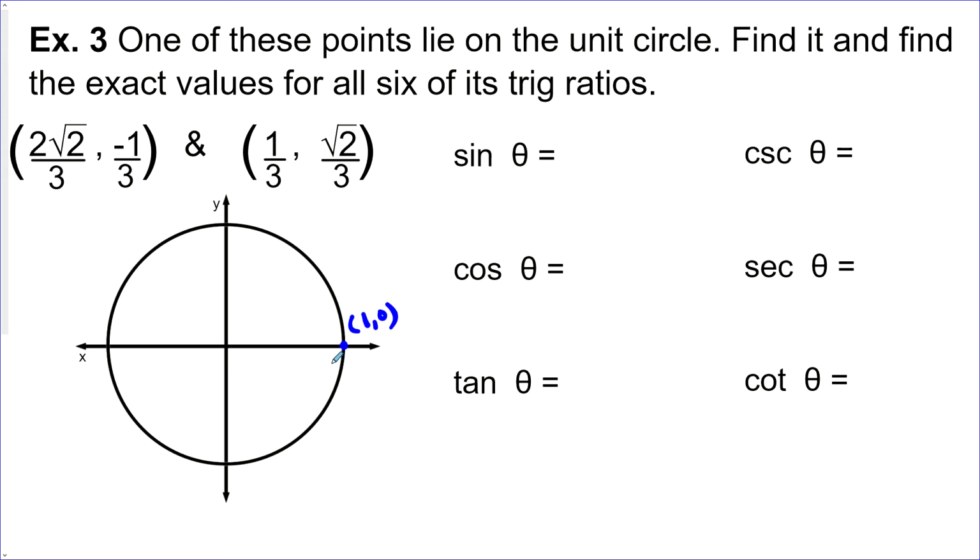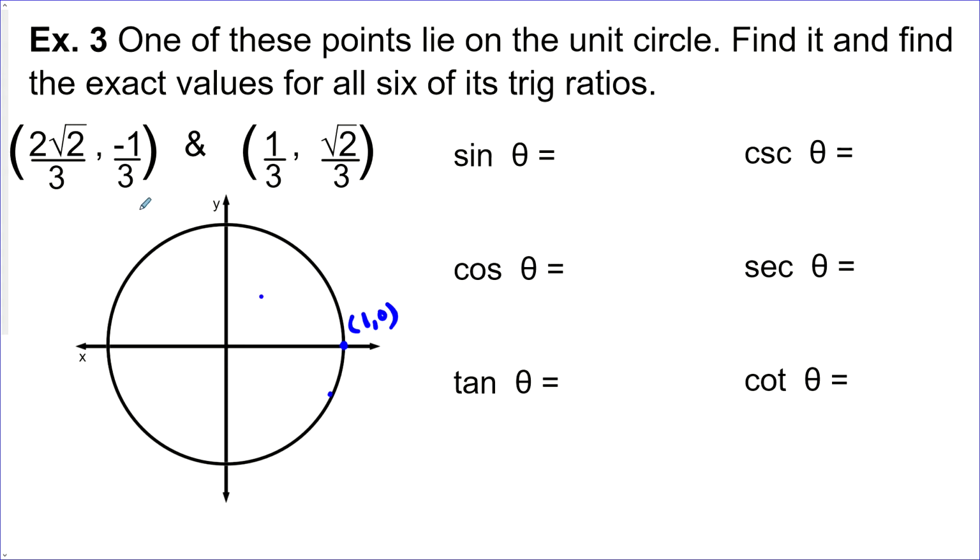Negative 1/3 for our y would be down here. So I'm not too sure. It's in this area anyways, but I don't know where exactly it is. Let's see if we can do any better with the second point. 1/3 for our x value is about here, and root 2 over 3 for our y value is just under half, so about here. Now that one does not look like it's on the unit circle.